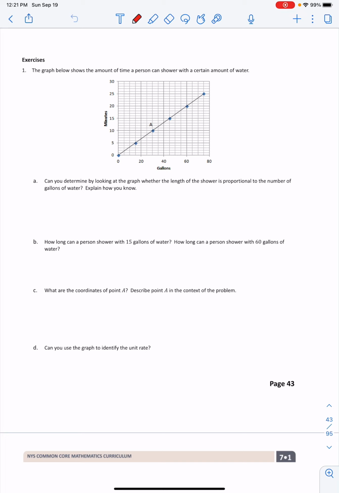For the exercises, the graph below shows the amount of time a person can shower with a certain amount of water. Can you determine by looking at the graph whether the length of the shower is proportional to the number of gallons of water? Explain how you know. Yes. It forms a straight line and goes through the origin.